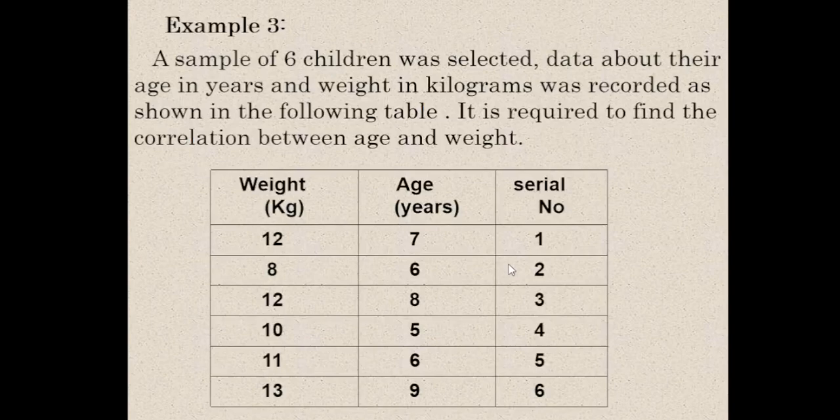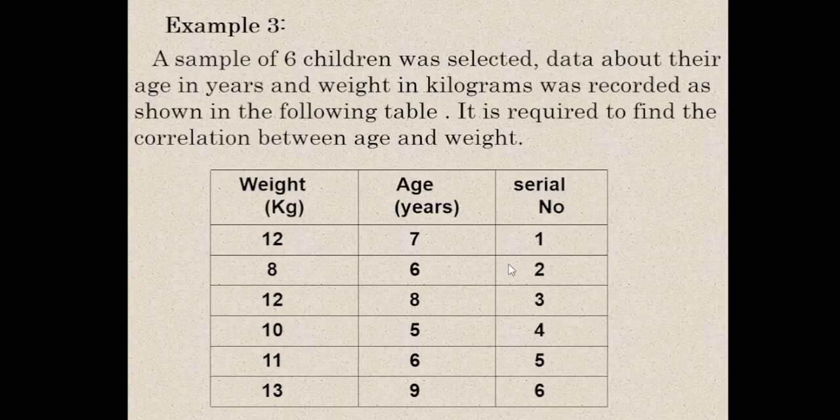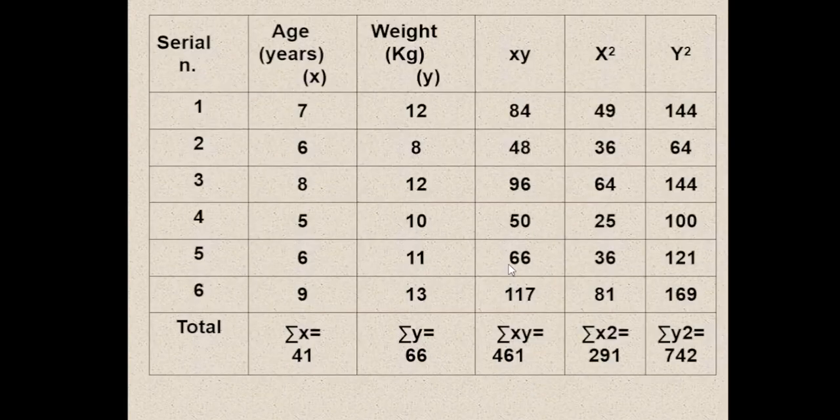There is another case. With this, you can follow the data. Age and the respective weight are given. Based on this, you need to find out the correlation coefficient. So for this, you can prepare the table and find out the answer. Okay, let's move towards the next question. You can solve this question on your own.